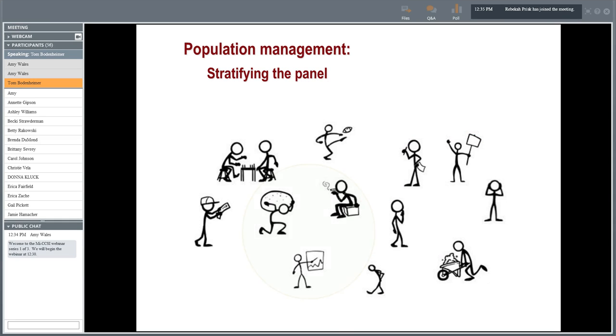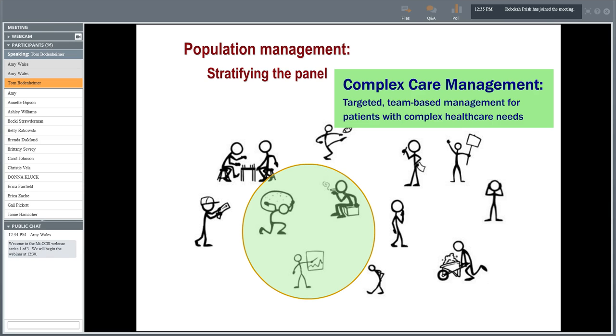And then we get to a smaller part of your population, which is people with multiple chronic diseases, many diagnoses, and who use the healthcare system a lot, which is what we're going to talk about for a lot of the time in this discussion. So this is looking at population management overall and the different ways that one can stratify your population.